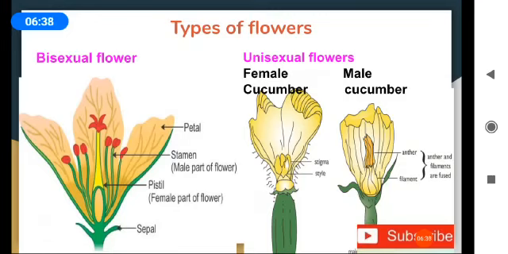Already we have learnt types of flowers: bisexual flowers and unisexual flowers. Bisexual flowers contain both stamen and pistil in the same flower. But unisexual flowers, female flowers and male flowers, contain only their own reproductive part. In the female cucumber flower, gynoecium is present. There is no androecium. But in the male cucumber flower, androecium is present but gynoecium is absent.